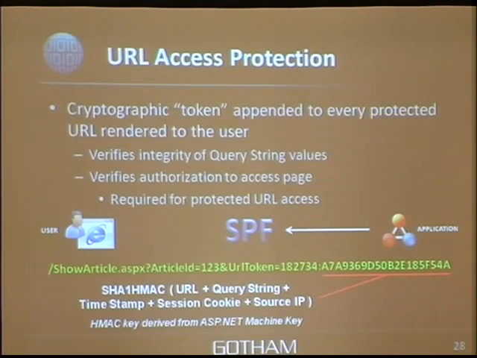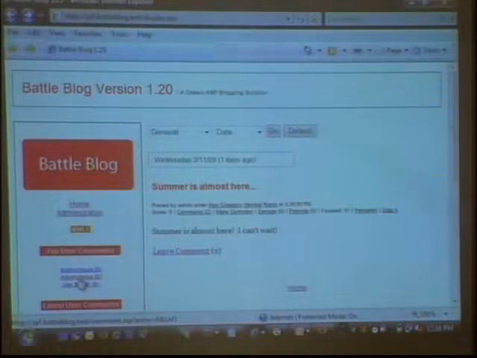So when the request comes back in, SPF is going to say, okay, you're asking for this page, let me pull your token, and let me recalculate the HMAC. If it fails, it's not going to let you in. And there's really no way for someone to figure out what this HMAC is going to be unless they have access to not only the machine key, which is the ASP.NET machine key that we're using to generate the HMAC, and all of these different values. So practically speaking, if the app isn't rendering you a link to a page, there's really no way for you to request it.